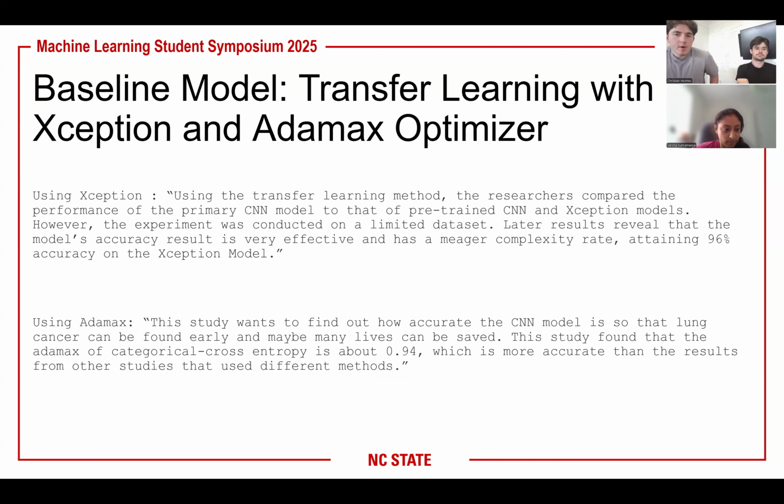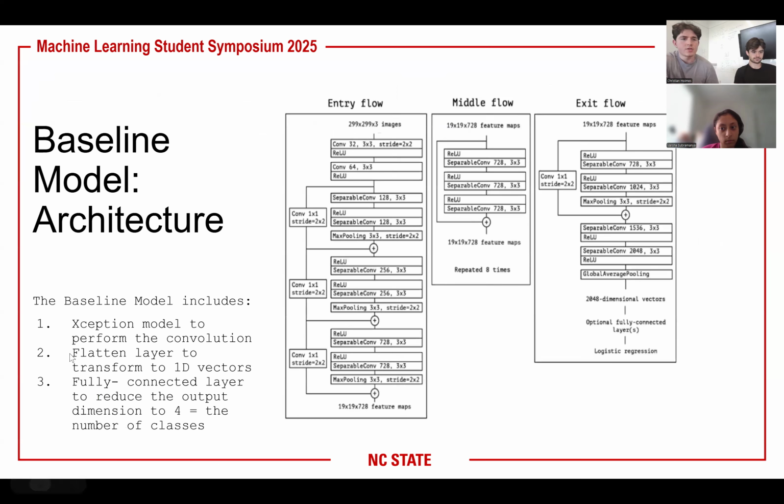So for our baseline model, we decided to use some transfer learning with the Xception and Adamax optimizer. Our motivation for using these two baseline models was from two papers that we studied that showed that Xception was an excellent computer vision model for especially medical related visual detection problems, and the Adamax optimizer was excellent for reducing loss in these cases.